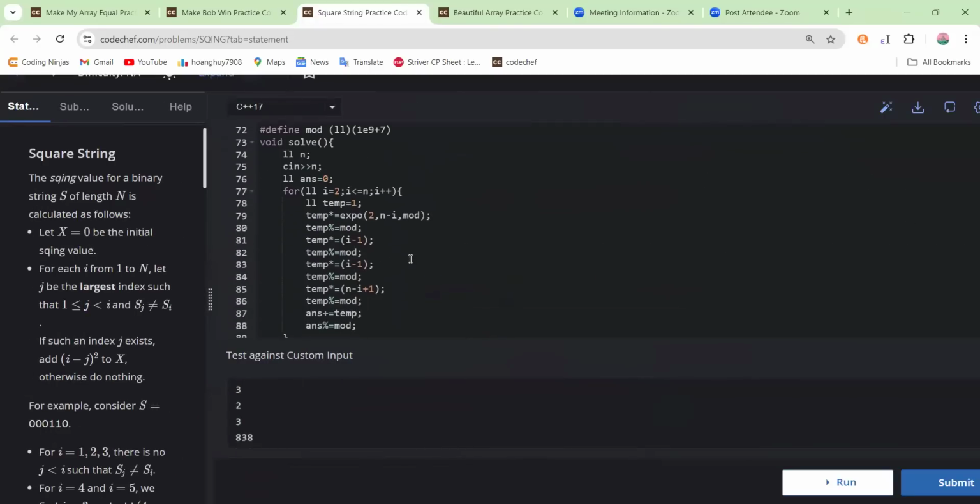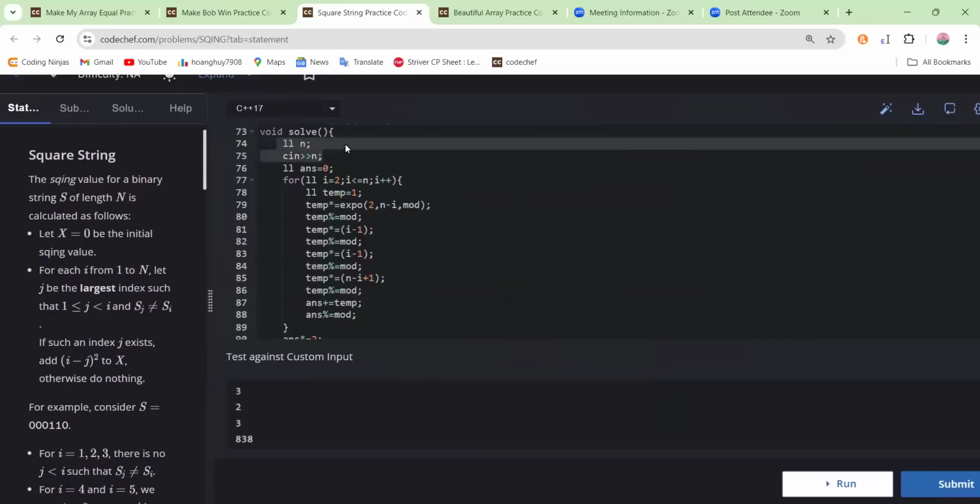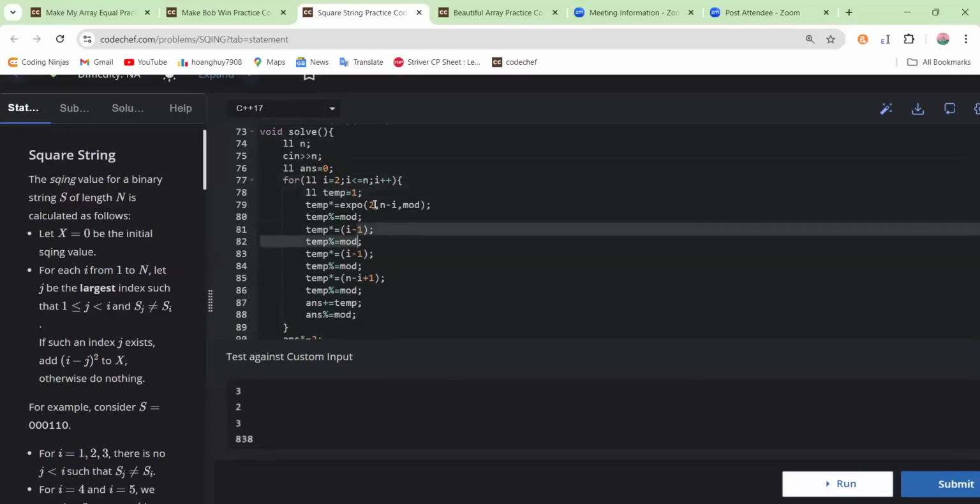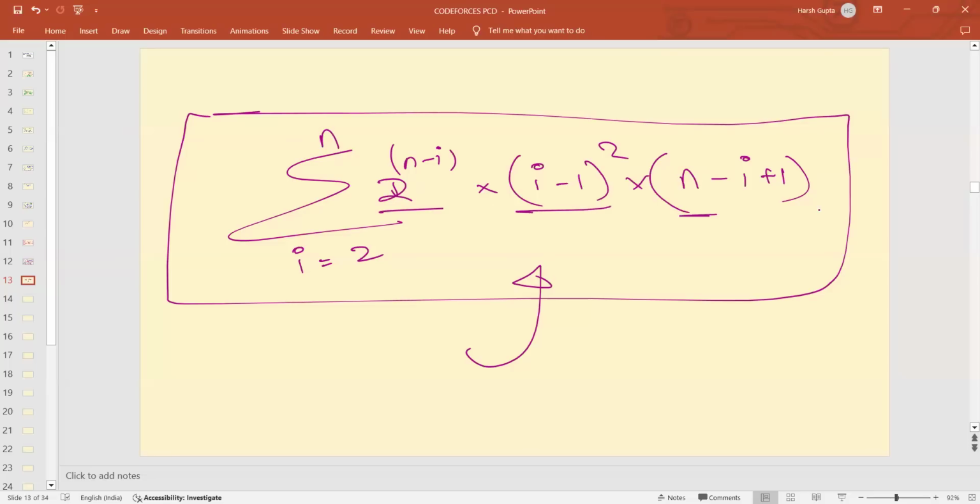Okay. So I initialized, took the value of input n, and initialized my answer to 0. Now for every i from 2 to n, I initialized my temp to 1. First of all, I calculated 2 power n minus i. Here there are 3 terms: 2 power n minus i, (i minus 1) square, and n minus i plus 1. All need to be multiplied.